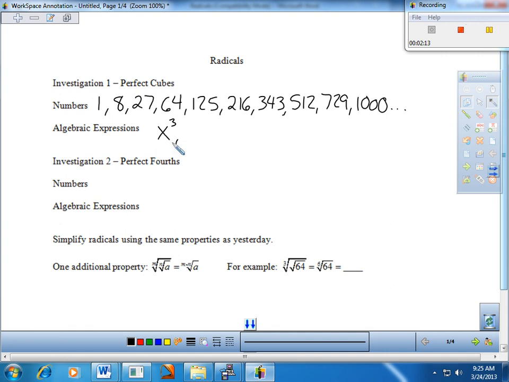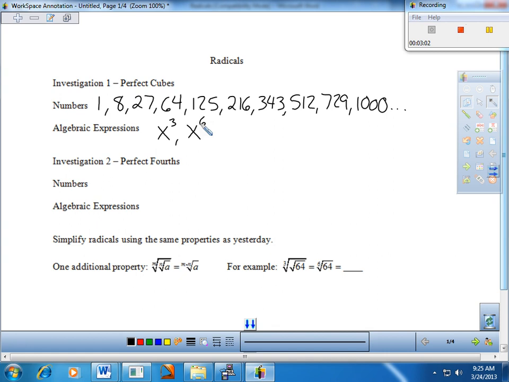What if I took 2 to the 6th? 2 to the 6th is 64. That's actually on our list. That's a perfect cube. 3 to the 6th, as a matter of fact, would actually be 729. Ooh, that's a perfect cube. Yeah, actually, as a matter of fact, anything to the 6th would be a perfect cube.